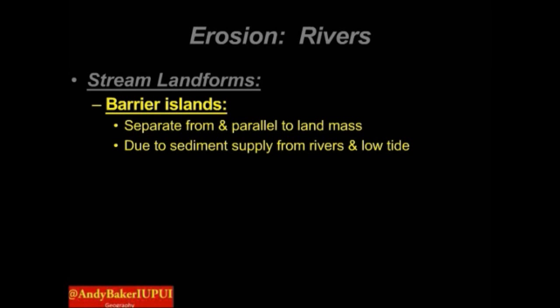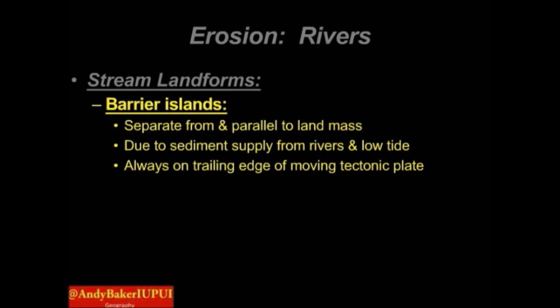And so you got one force coming towards the barrier islands, coming downslope, that sediment supply from the rivers being counteracted by ocean influences coming back the other way. And so if we think about waves, well, what direction are the waves coming from? They're coming onshore. That combined with high and low tide creates this thin chain of islands that are parallel but separate from a landmass. And they're always on a trailing edge of a moving plate.